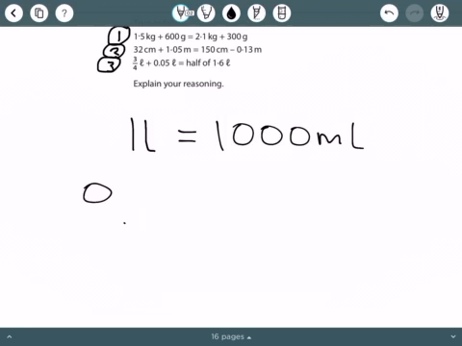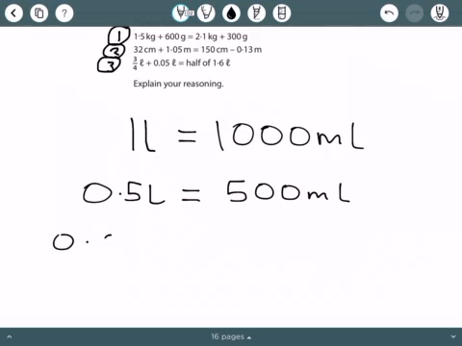Half a litre, so 0.5 litres. And if you think of a small bottle of Coke that you might buy in the shop, that would be 0.5 litres. That is 500 millilitres. And then if you did 0.05 litres, that would be equal to 50 millilitres.